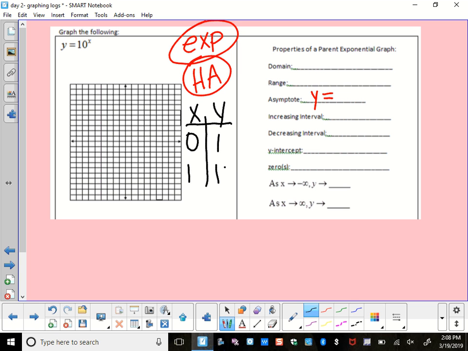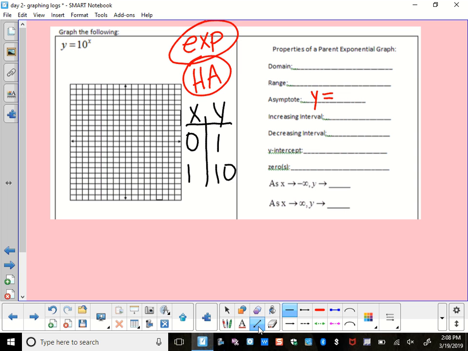For these graphs, I've said it before, but just so you guys know, I'm more concerned that you're putting your dotted line for your asymptote than I am with how perfect your graph is. Your graph does not have to be perfect. You can just sketch it.